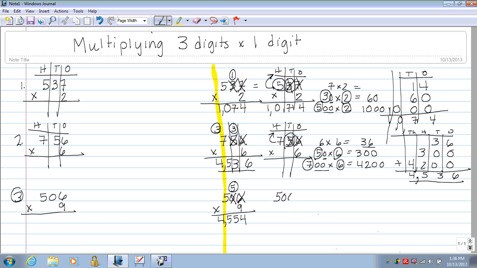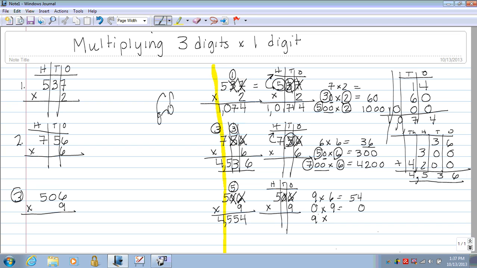Let's do the same problem the second way. Remember, these are all multiple perspectives, boys and girls, different ways of thinking. Ones, tens, hundreds. 9 times 6 equals 54. Cross that out. 0 tens is still 0 times 9, and any number times 0 is still 0. Cross out that 0.